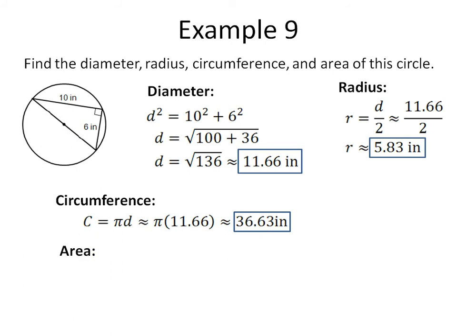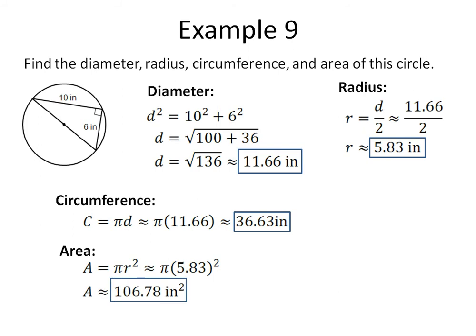Okay, the area is going to be pi times the radius squared. So since we found the radius is 5.83, then that's what we're going to use. We're going to square that, multiply it by pi. So the approximate area of this circle is 106.78 square inches.